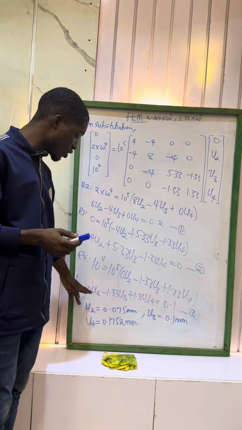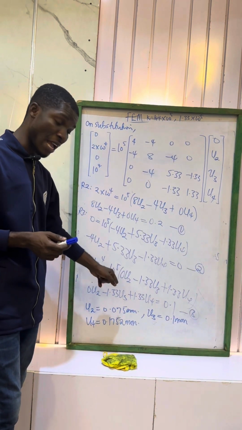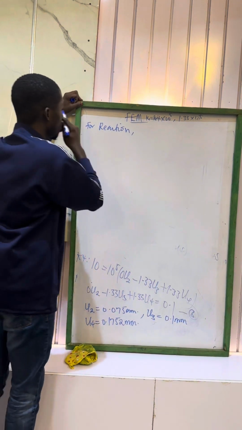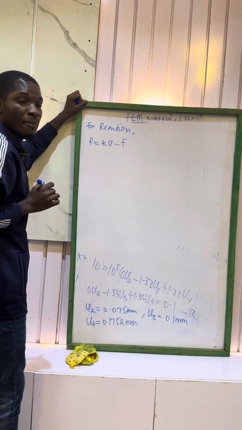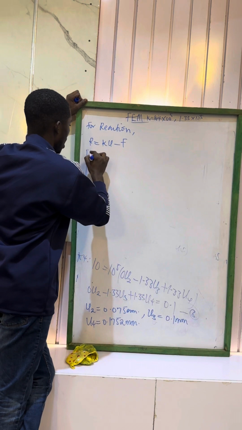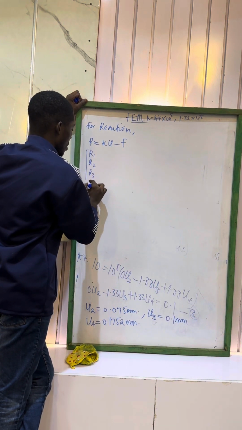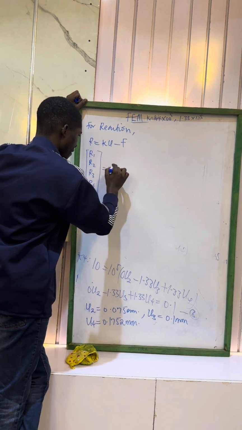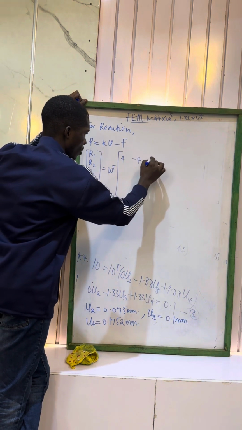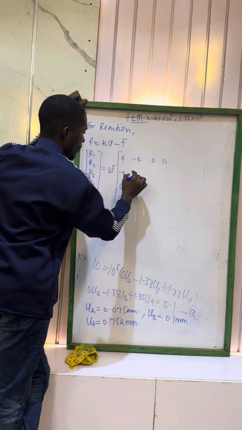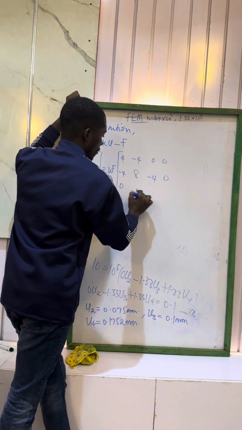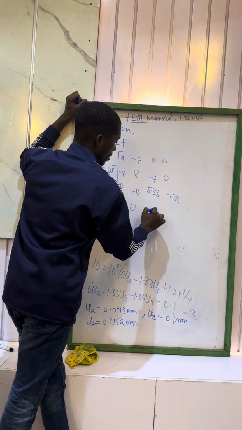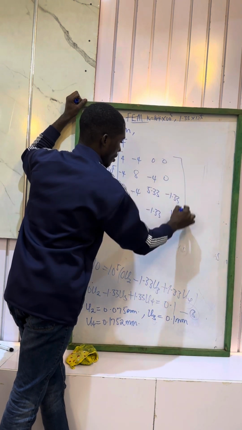So after you've gotten the answer, U2 equals 0.075, everything in millimeter. U3 equals 0.1. U4 equals 0.1752. So take note of that. For reaction, we know that our R equals Ku minus F. So my R is the same thing as R1, R2, R3, then R4. Then my K is the same thing as 10 raised to the power 5, then 4, minus 4, 0, 0, minus 4, 8, minus 4, 0, 0, minus 4, 5.33, then minus 1.33, 0, minus 1.33, then 1.33. So this is my global matrix.